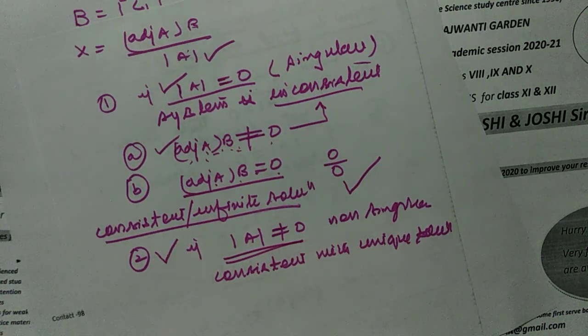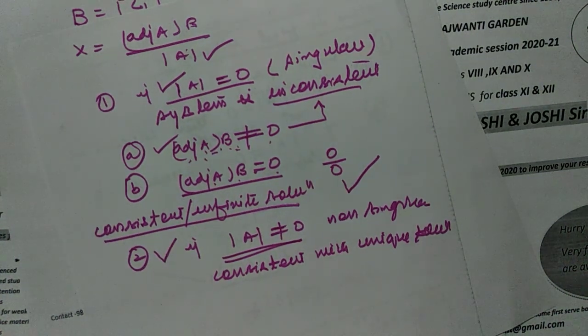So in most of the cases and for 2021 exam, only this will be there. Okay, there is no consistency and inconsistency questions will be asked in 2021. Whatever system of equations will be given, it will be already consistent. So what is the consistency? If determinant of A is not equal to 0, it is consistency. Now I will give you the steps how to solve.